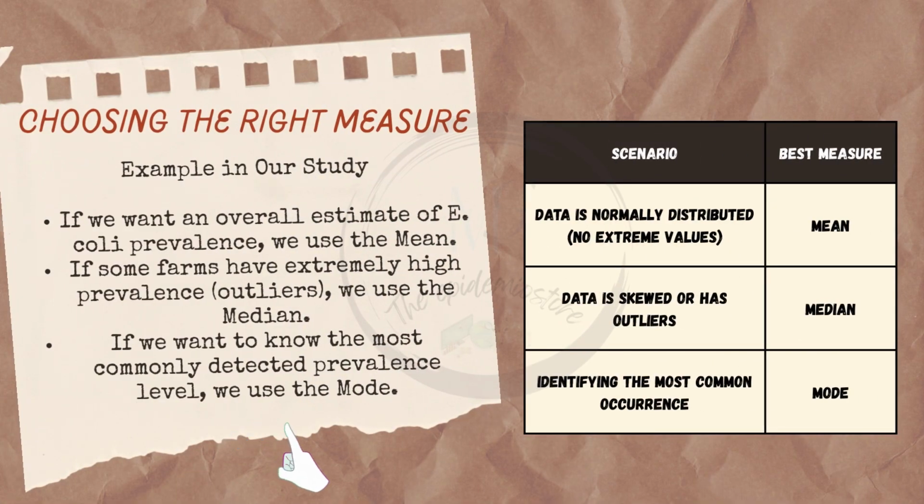Coming to choosing the right measure. Taking the example in our study. If we want an overall estimate of E. coli prevalence, we use the mean. If some farms have extremely high or low prevalence, we use the median. If we want to know the most commonly detected prevalence level, we use the mode.